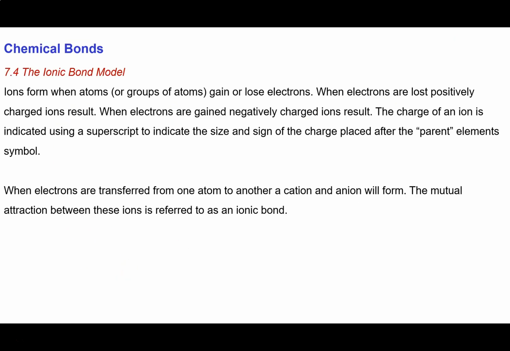So ions form when atoms, or sometimes even groups of atoms, gain or lose electrons. When electrons are lost, we get cations. When electrons are gained, we get anions. The charge of an ion is indicated using a superscript following the atom symbol, and it indicates how many electrons have been lost or gained. When electrons are transferred from one atom to another, you'll get a cation and an anion forming, and they will stick to one another, and that's what we call an ionic bond.